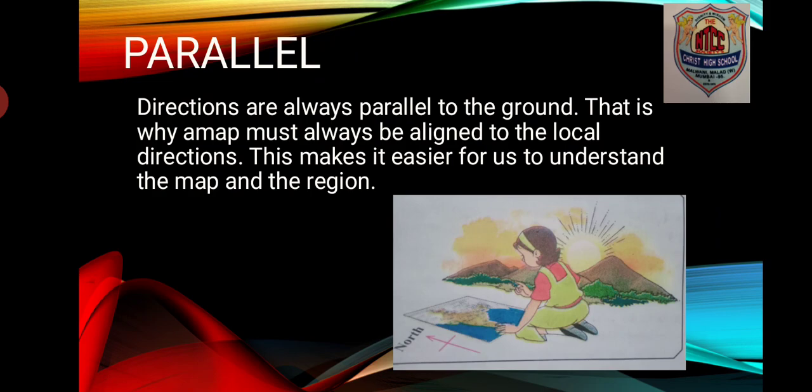Parallel. Directions are always parallel to the ground. You can see the girl sitting, and she has kept the map of India parallel to the ground. That is why a map must always be aligned to the local directions. This makes it easier for us to understand the map and the region.